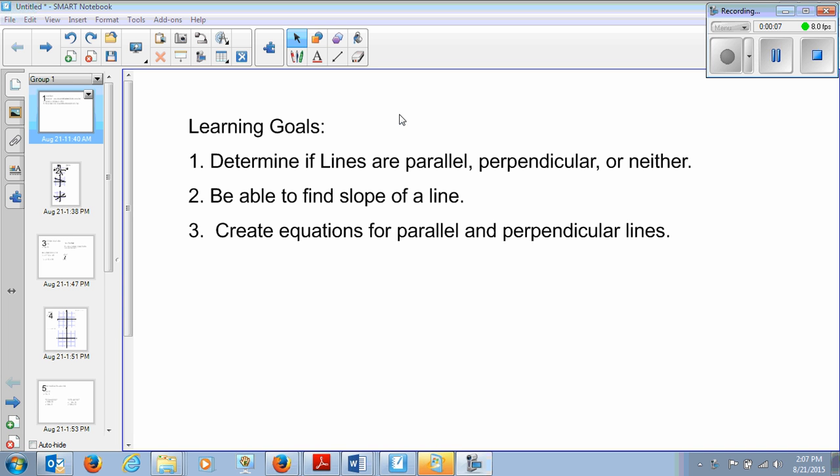Today we're going to be talking about Chapter 1-5 or 1.5 from the geometry books. Our goals today are going to be to determine if lines are parallel, perpendicular, or neither, to be able to find the slope of a line, and to be able to create equations of parallel and perpendicular lines. So this is really exciting stuff here.